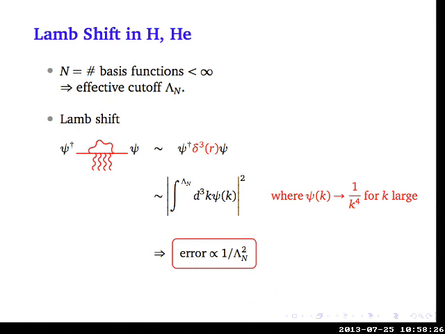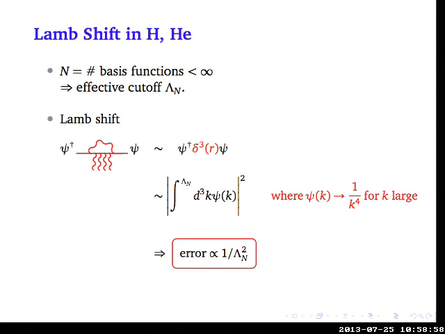Because this integral here, psi, goes like 1 over k to the fourth, this thing actually is going to go like 1 over lambda squared. It'll be the error, right? The error will be what you've left out above lambda that is still in the theory. And if you have the original 1 over r potential, you'll get a wave function that goes like 1 over k to the fourth. And you'll get errors due to truncation of your basis that go like 1 over lambda squared, where lambda is related to the number of basis functions.